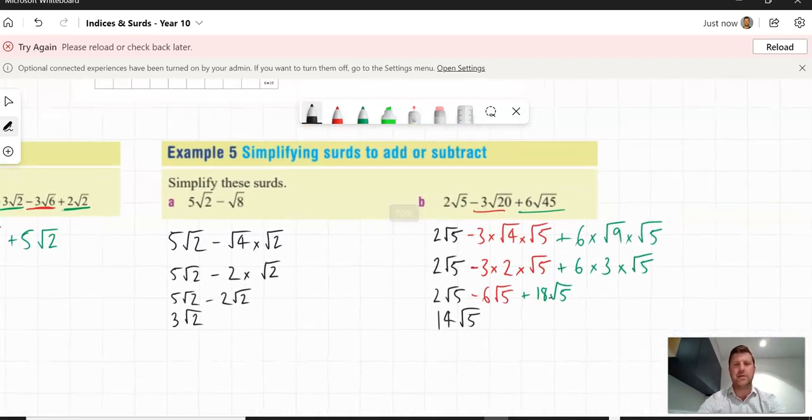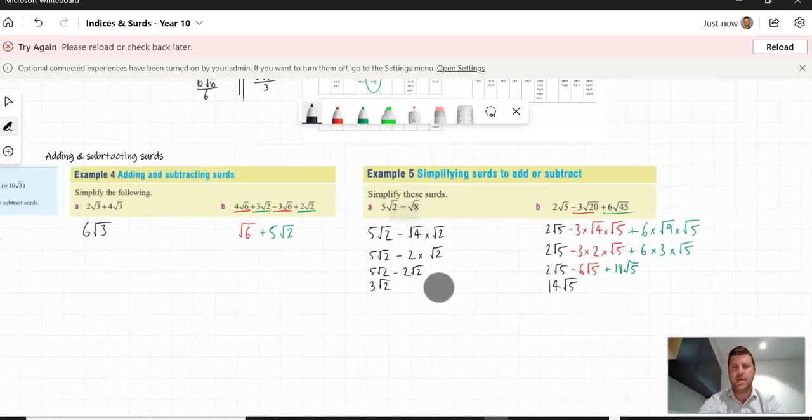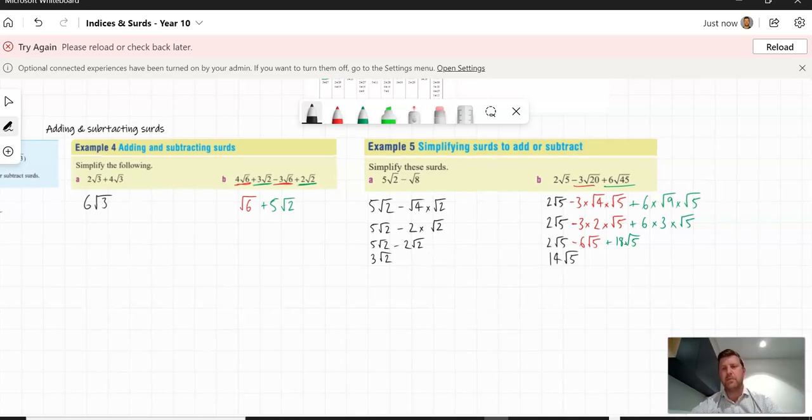Adding and subtracting surds, making sure that they're like surds, and making sure that we simplify them before we can add and subtract them. Okay, hope that helps, guys.